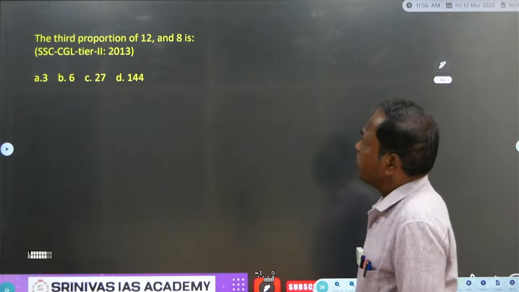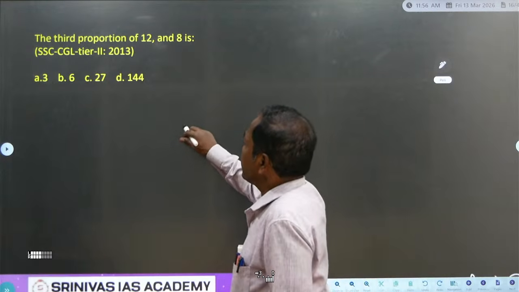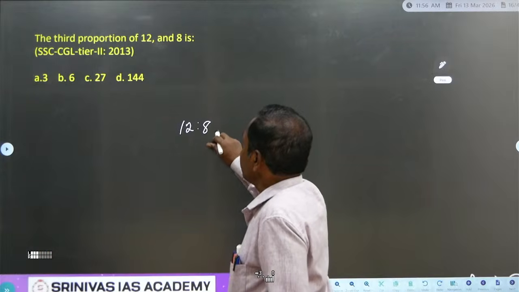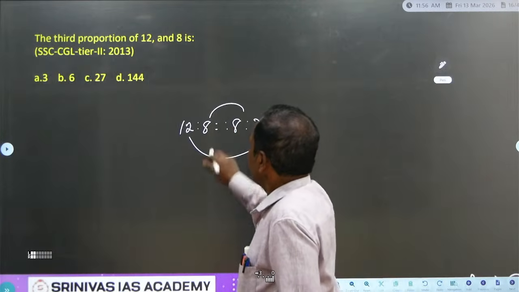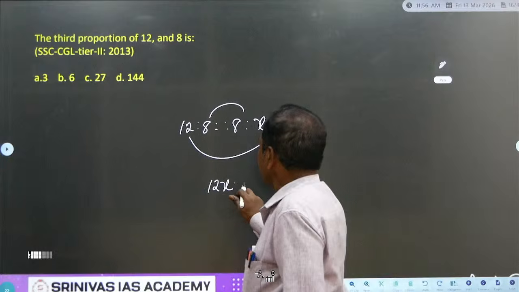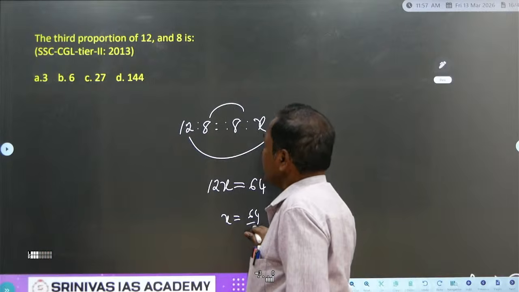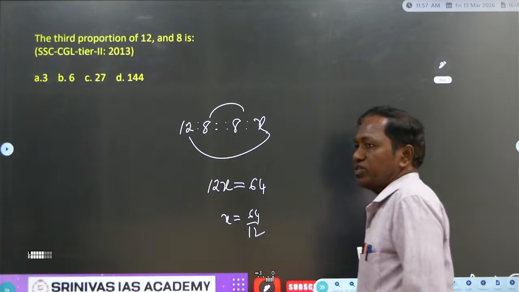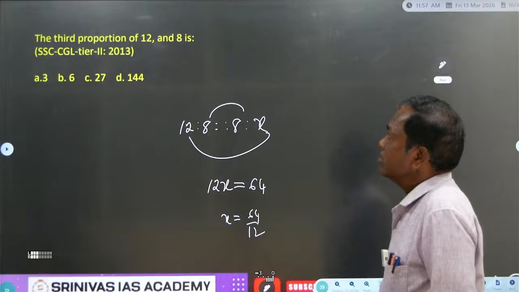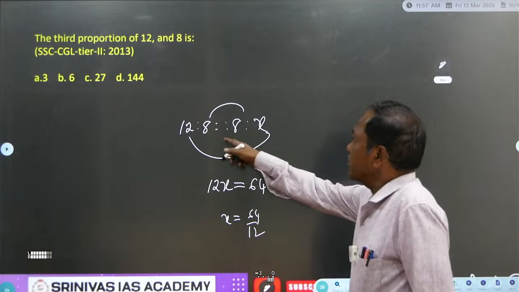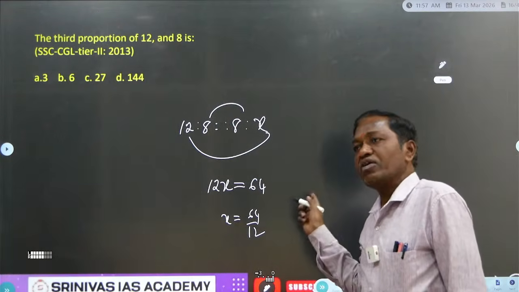Next, third proportion of 12 and 18. We did this in the beginning. 12 is to 8, 8 is to x. It means 12 into x, so 12x equals 64, and x is 64 by 12, but it doesn't suit at all. Some fractions will come, the numbers are not correct. Here, 12 and 18, there are only two numbers, that's why it says third proportion. If three numbers are given, it's called fourth proportion.